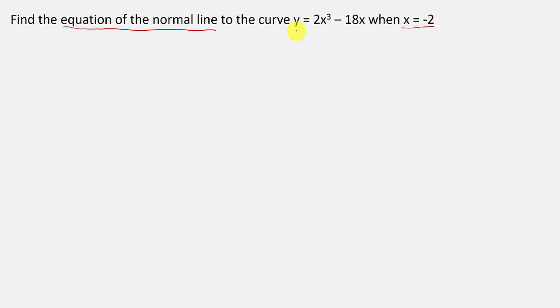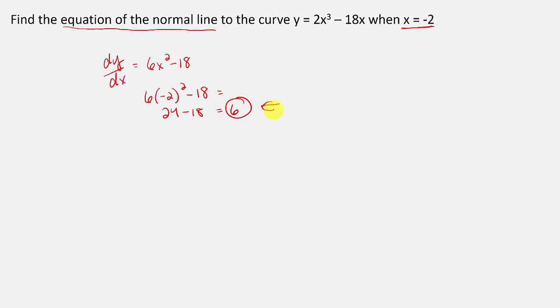Okay, so we do have this curve. The first thing we need is a derivative. That we should know how to do by now. So we're going to take the derivative, and this is going to give me 6x squared minus 18. That's my derivative. Now they do give me an x value that I can plug in. So I can plug in -2 for that x. And when I do that, I'm going to get, let's see, -2 squared is 4, times 6 is 24, minus 18, which is going to give me 6.